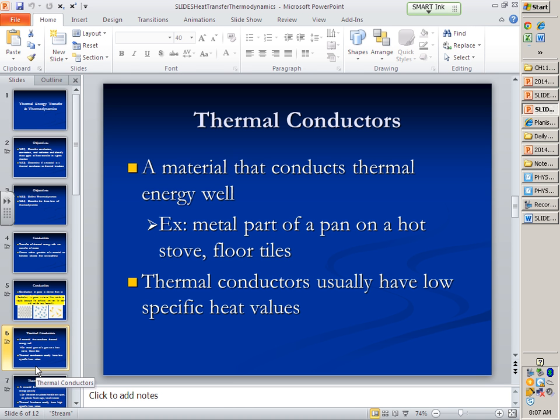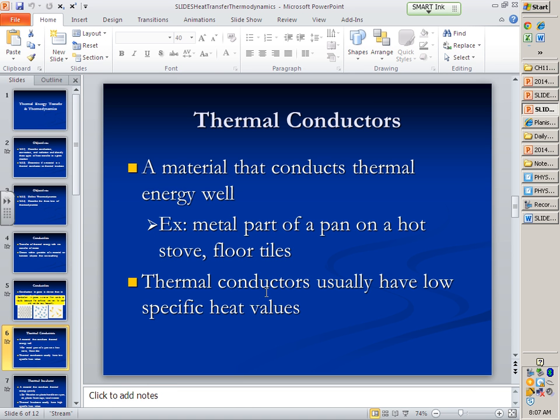These are things that you probably can name a few. Metals are good conductors, right? Certain metals are better conductors than other metals. That's why we make things that you cook in out of metal, right? Because we want to transfer that heat quickly from the burner into the food that we're trying to cook.